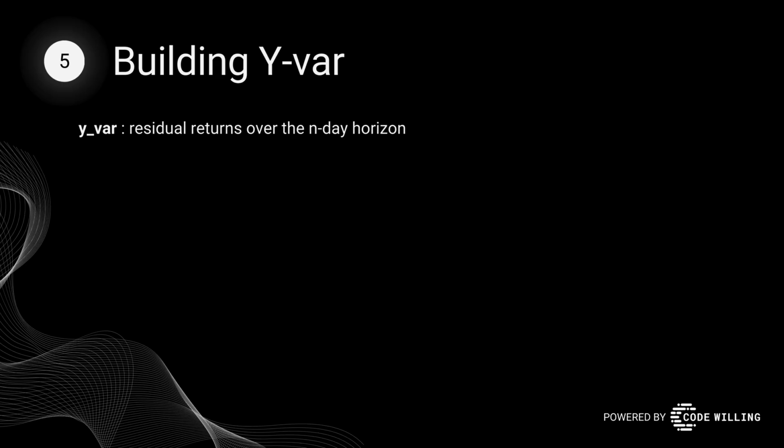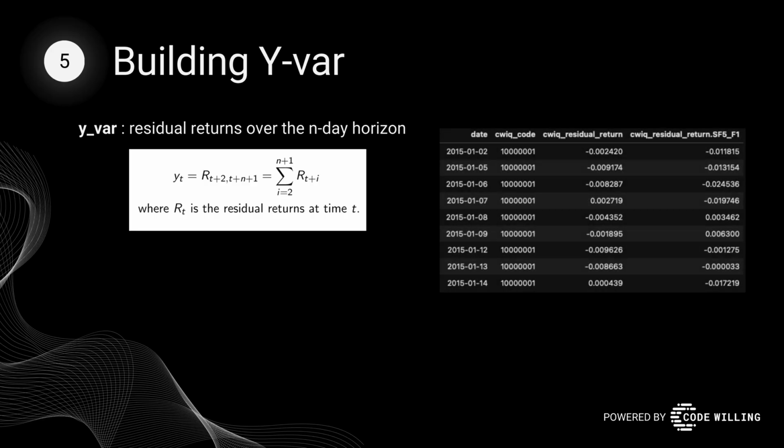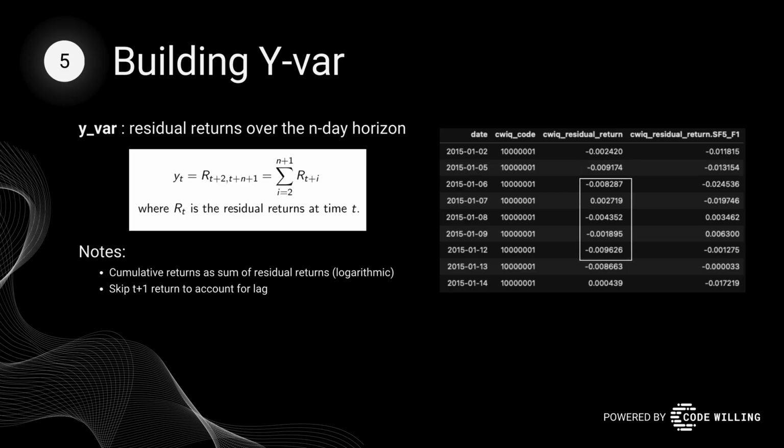Formally, if y sub t is the target for day t, the target variable is the sum of daily returns from day t plus 2 to day t plus n plus 1. For example, on January 2nd, if we want to compute 5-day future returns, we sum daily returns from January 6th through January 9th, skipping January 5th to allow for data lag and trade execution.